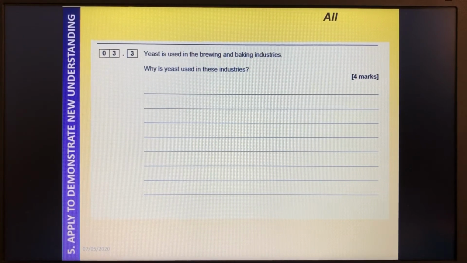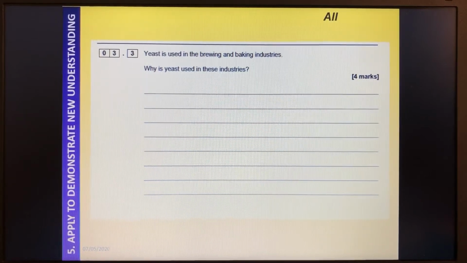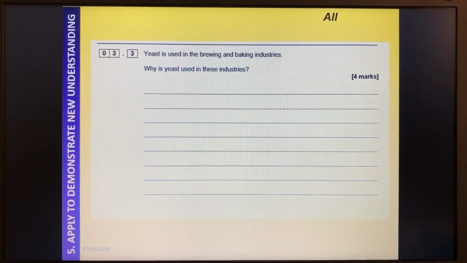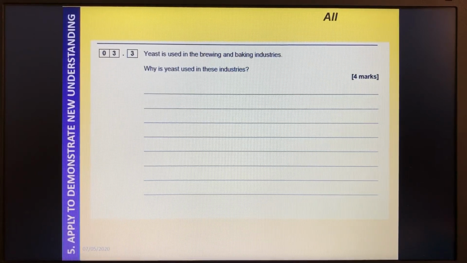Okay, so this is a question that pulls together all the ideas that we've come up with today. We talked about alcoholic drinks, we talked about bread making. Why is yeast used in these industries? What is it that is produced that helps the brewing and the baking industries? Have a little think, give yourself 4 minutes, write down 4 points of information. If you need extra time, then pause now.